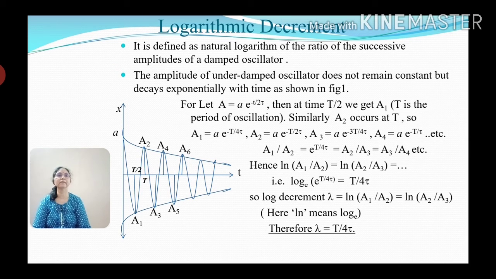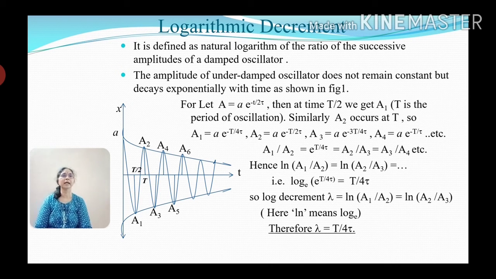So, here see A1 will be smaller than a, the initial amplitude, A2 will be smaller than A1, A3 will be smaller than A2. So, likewise we are going to get a continuous decrease of the amplitudes. So, let us write first, capital A is equal to a e raised to minus t upon tau. We have studied the underdamped oscillator and found the solution x is equal to a e raised to minus t upon tau sin omega t plus phi. So, here we will just write the amplitude, that is a e raised to minus t upon twice of tau.